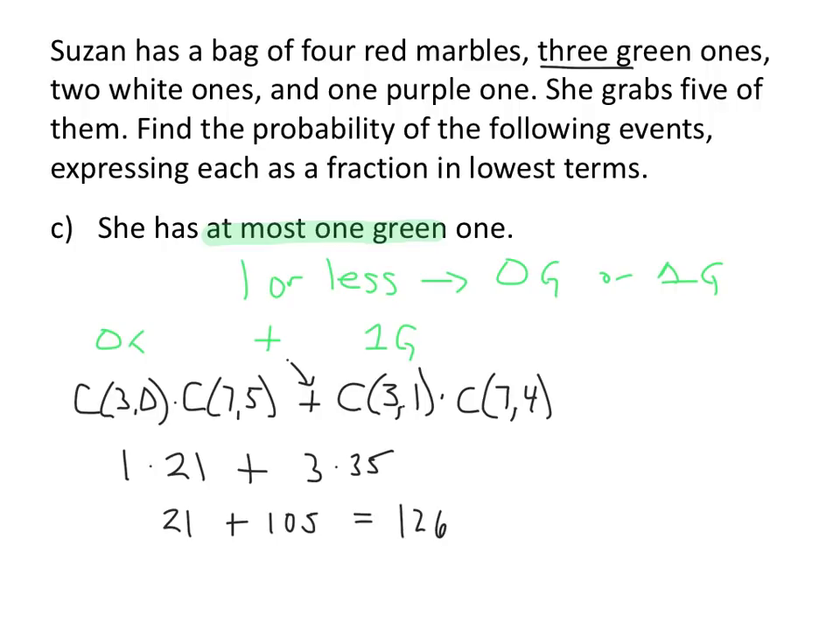Don't forget the probability as a fraction. So this is 126 over our denominator of 252. That's all possible ways. Having 10 marbles, we can select 5.